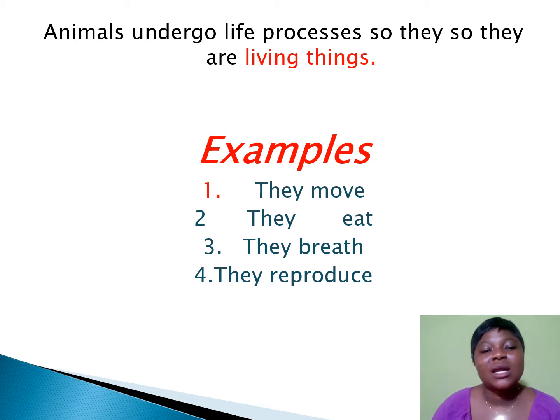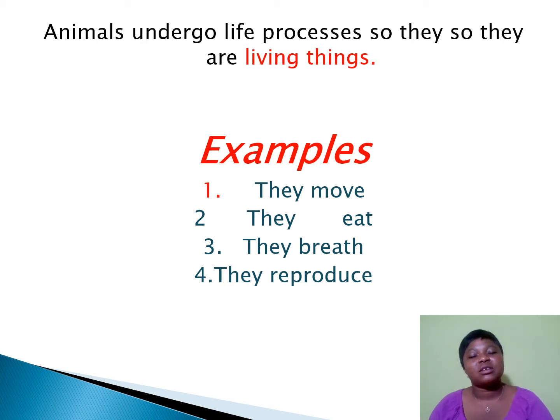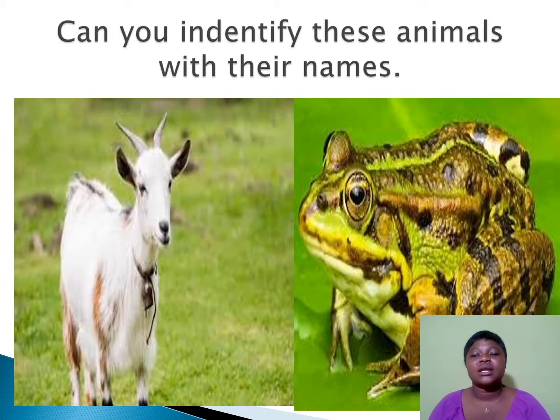We said one, they move. Two, they eat. Three, they breathe. And four, they reproduce. So these are some of the examples. Animals undergo life processes, so they are living things. And we have some examples here. They move, they eat, they breathe, and they reproduce. So let's go to our next slide. And I hope you are following.